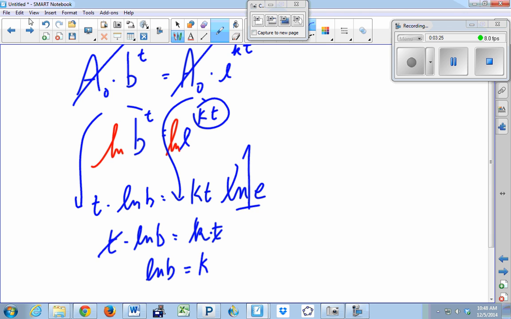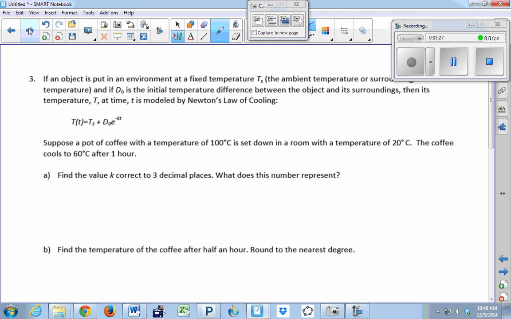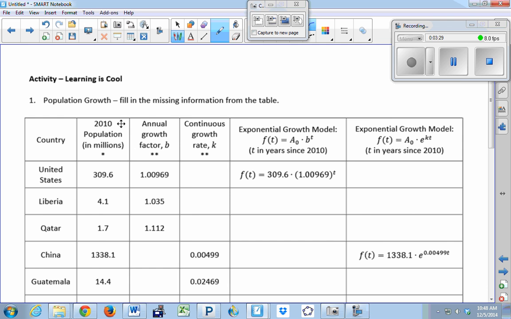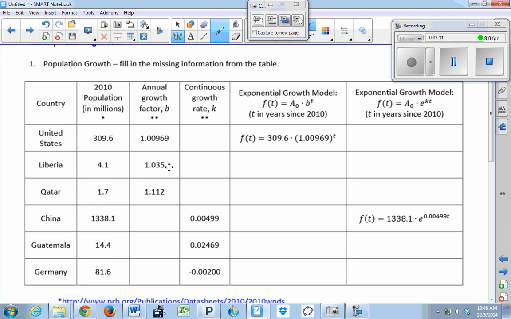So if we scoot right over to your exercises for today, this is one of your exercises right here. And it's your first exercise. And notice here that you're given either the annual growth factor b, or you're given the continuous growth rate k. So if you know one, you can get to the other. So we know that k is equal to the natural log of b.